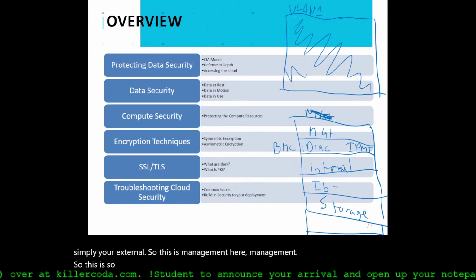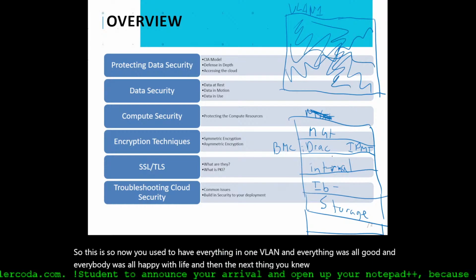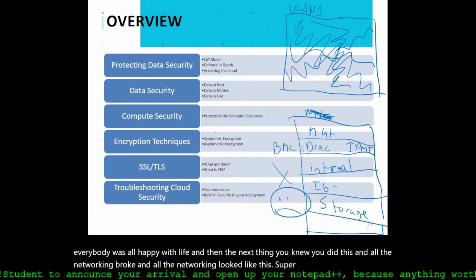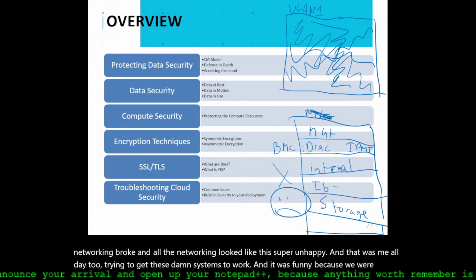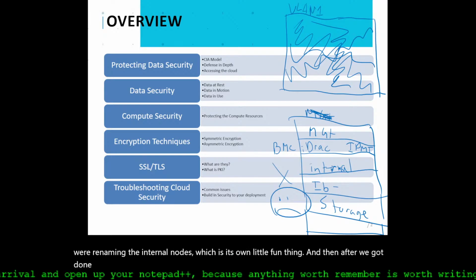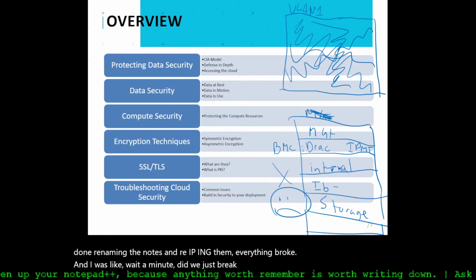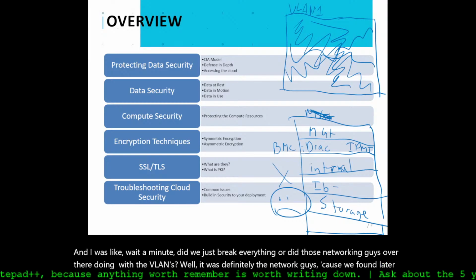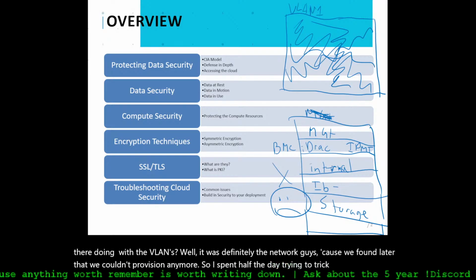So now you used to have everything in one VLAN and everything was all good and everybody was all happy with life. And then the next thing you knew, you did this and all the networking broke and looked like this. Super unhappy. And that was me all day too, trying to get these systems to work. It was funny because we were renaming the internal nodes, which is its own little fun thing. After we got done renaming the nodes and re-IPing them, everything broke. I was like, wait a minute, did we just break everything? Or were those networking guys doing something with the VLANs? Well, it was definitely the network guys, because we found later that we couldn't provision anymore. So I spent half the day trying to trick this cluster into working again after it broke in half.